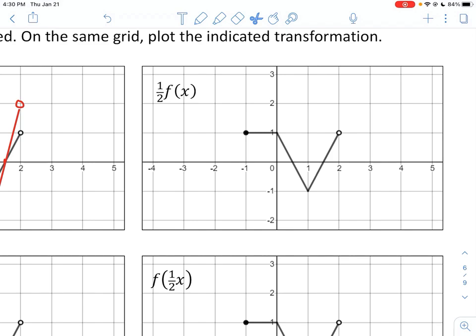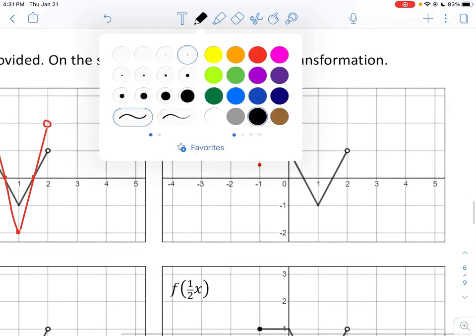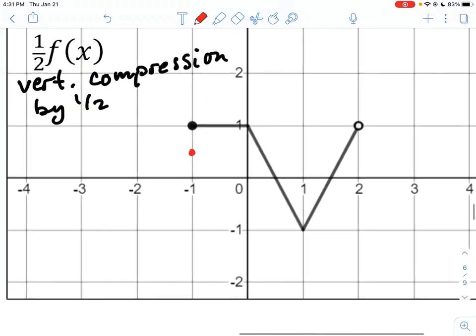Here's a vertical compression by a factor of a half. So every point in my new graph will be half as far from the x-axis as it used to be. So we're going to get a horizontal portion right there. The intercepts will not change. This bottom of the v will be half as far away. The hollow point will be half as far away.